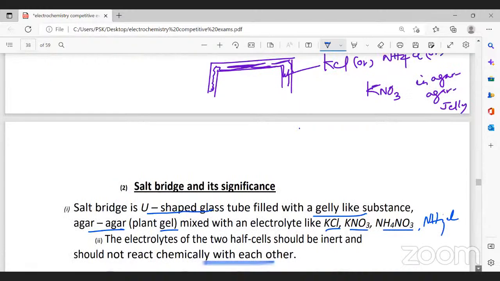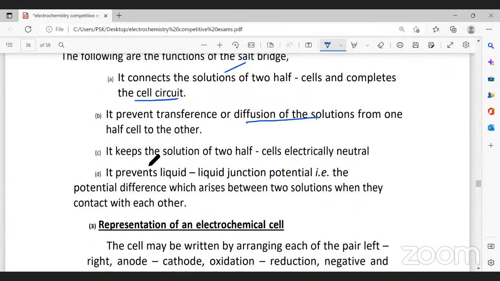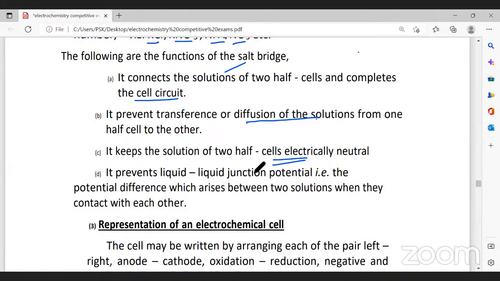The third point is, it keeps the solution of two half cells electrically neutral. I told you K+ will move towards the cathode and Cl- will move towards the anode. The number of K+ and the number of Cl- moving towards the respective electrodes is the same. Therefore, it maintains electrical neutrality. So that's what it means: it keeps the solutions of two half cells electrically neutral.